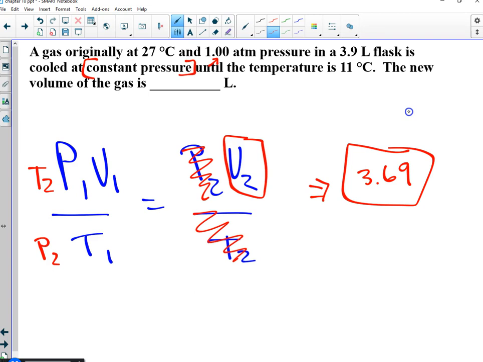Our change was that we cooled it. Does it make sense that it would shrink? Yeah, it makes sense. Okay, these are not intended to be difficult or stress-inducing. The equation. If it's on the top on one side, it goes to the bottom on the other. You can solve for it. You can solve for any of them. It's just a 6-variable equation where I will always give you 5. Okay?